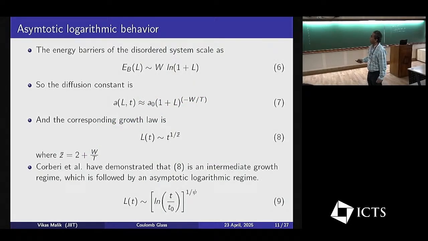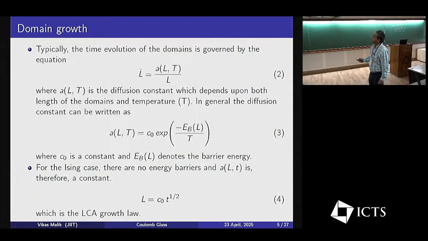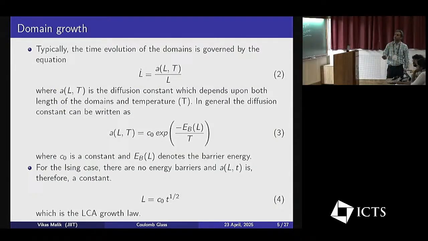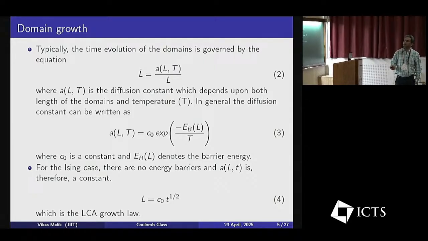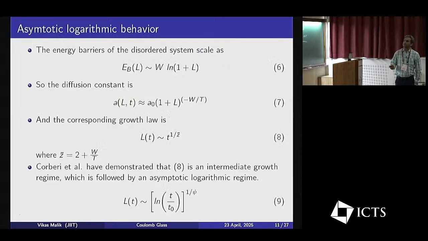A little bit of theory. The dynamics is controlled by this equation. This is a well-known equation. A is your diffusion constant, and we are basically looking at activated type of dynamics. This is your barrier energies. If your barrier energies are constant, are 0, then you have your famous LCA law, where L will scale like t to the half. If you have barrier energies like this, then you again have a power law, but with a modified exponent z bar, where z bar will have the value 2 plus W by T. This was done quite a long time back.